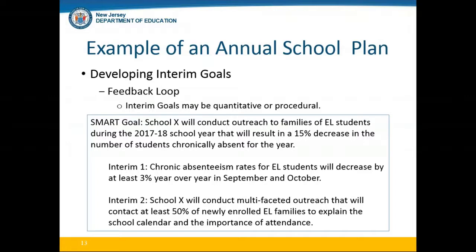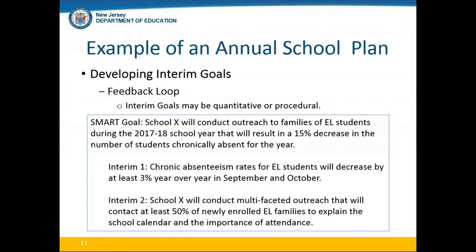Consider the sample SMART goal in the box. School X will conduct outreach to families of EL students during the 2017-18 school year that will result in a 15% decrease in the number of students chronically absent for the year. An example of a quantitative interim goal might be chronic absenteeism rates for EL students will decrease by at least 3% year over year in September and October. An example of a procedural interim goal might be School X will conduct multifaceted outreach that will contact at least 50% of newly enrolled EL families to explain the school calendar and the importance of attendance.